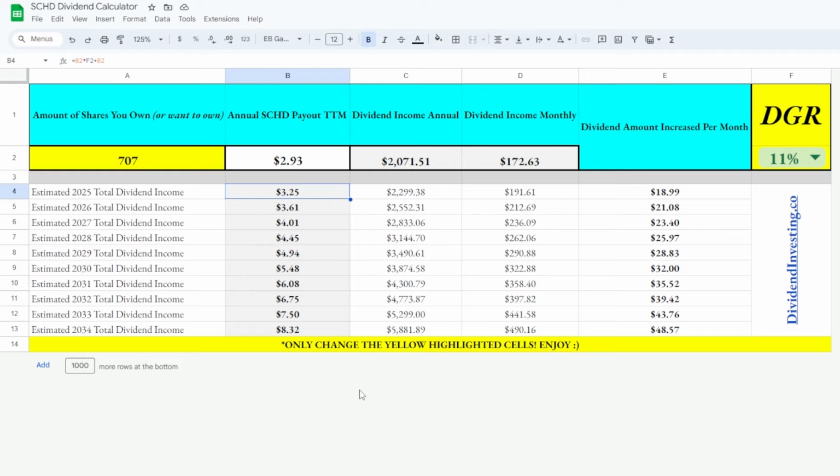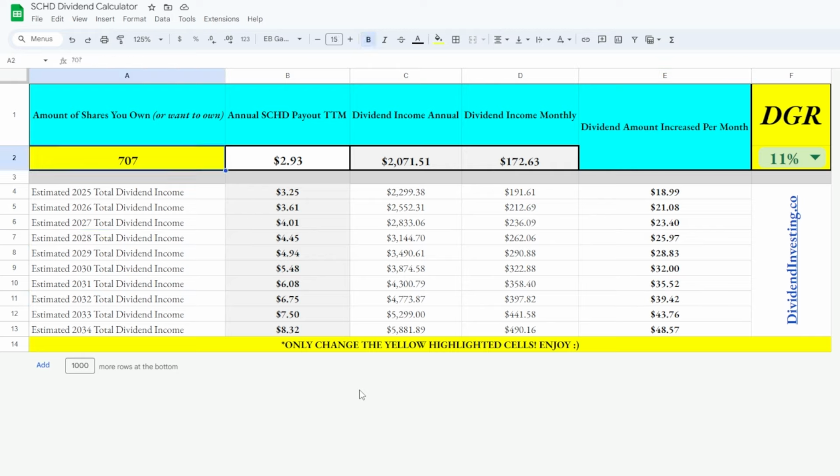Now, like I said, for me personally, next year I'm expecting around $3.25 as far as SCHD's trailing 12-month dividends by the end of the year, which is going to give me around $2,300 more or less, $191 per month. And this is going to be a dividend amount increase per month of around $18.99. Now, it's so crazy, and this is the real snowball effect. This is the real power of compounding. As you go through the years, the numbers just get more and more insane. I mean, a few years down the road, we're talking like $40 more every single month.